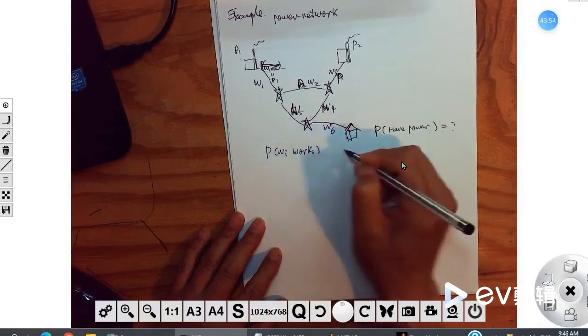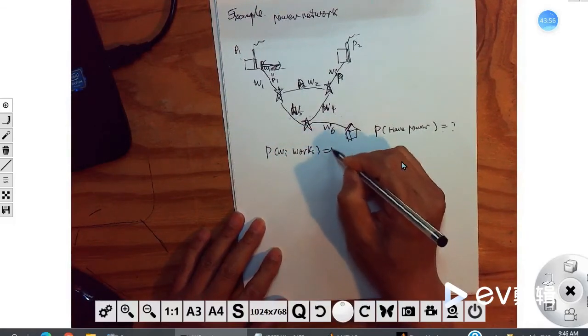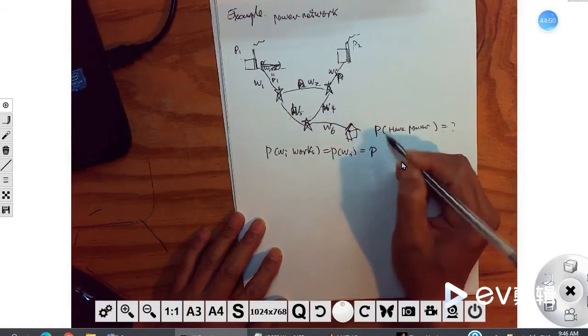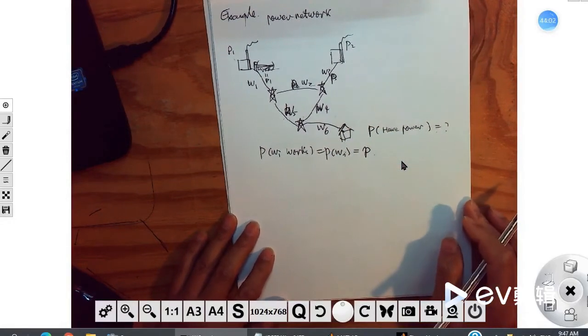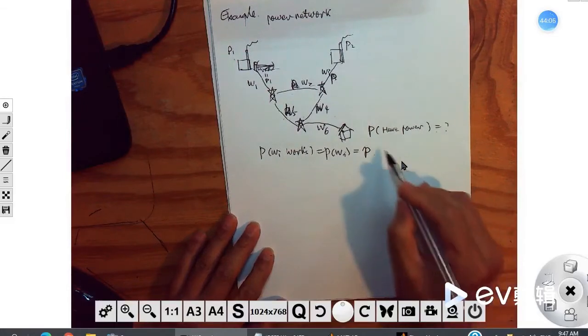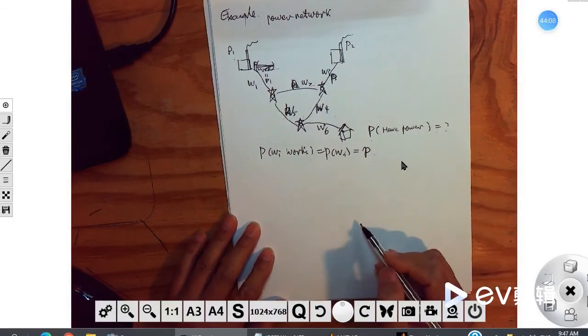Probability of this one, or you can just write it as probability of W I. It is a P, the same number P. The probability of each part is the same probability P to work. Then what is this one? So you need an analysis firstly.